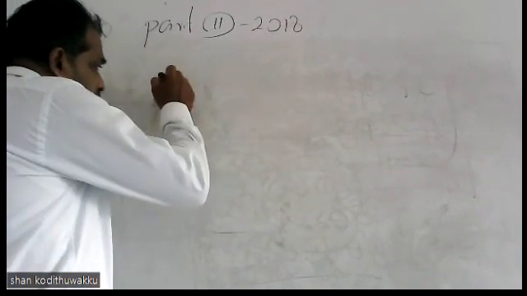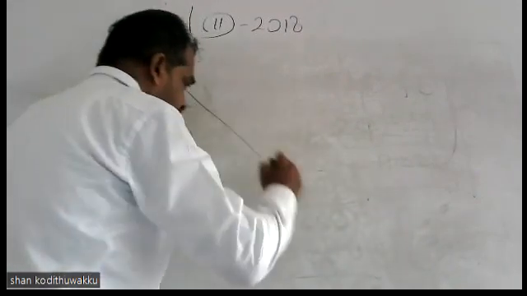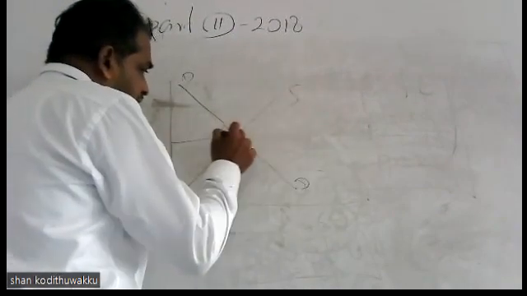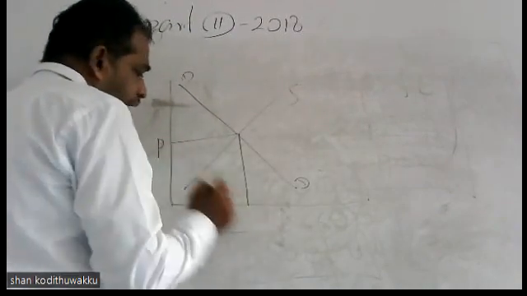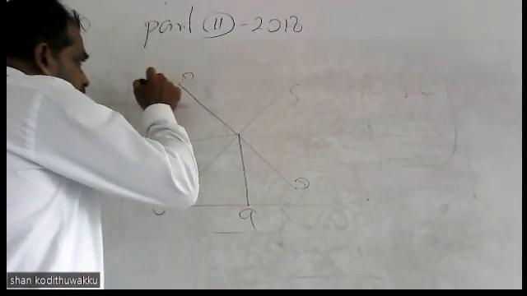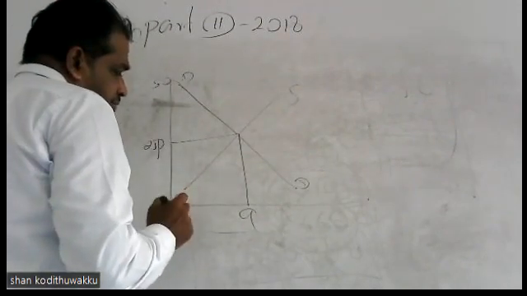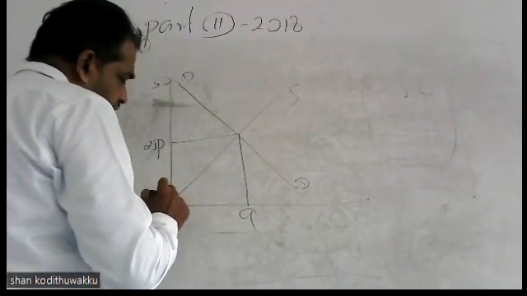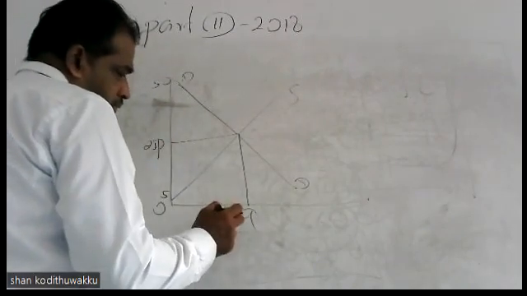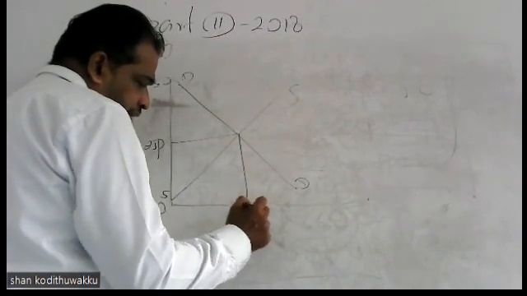Here, I will just take a diagram. This is the demand curve and this is the supply curve. This is the market equilibrium, P and Q zero. Suppose this is 50 and the market equilibrium is 25. Then here you take 5, and the equilibrium price 25. You just take quantity 1000.